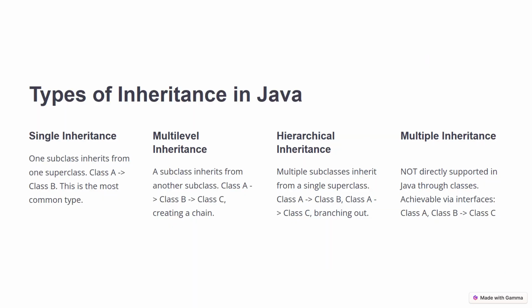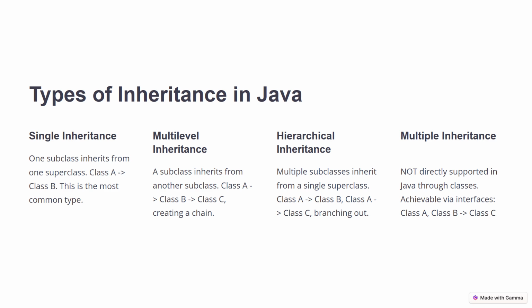Next, types of inheritance in Java. We have different types of inheritance in Java. Mostly we use four types: single inheritance, multi-level inheritance, hierarchical inheritance, and multiple inheritance. First, single inheritance is nothing but a child class inheriting the properties from the parent class. That is single inheritance. We have only two classes, class A and class B. Class B extends the properties of class A.